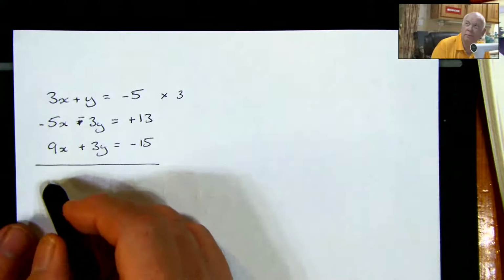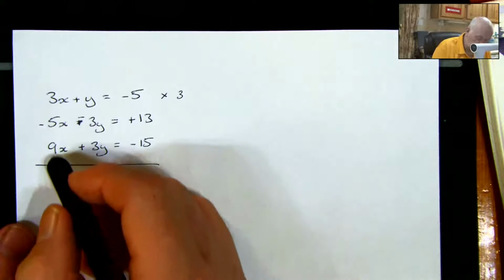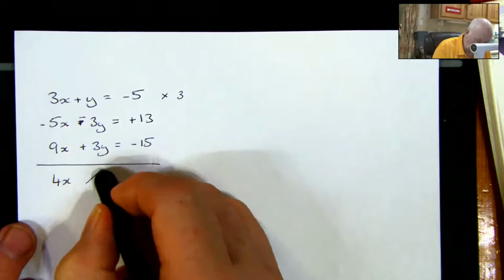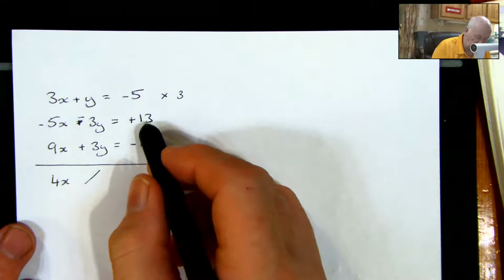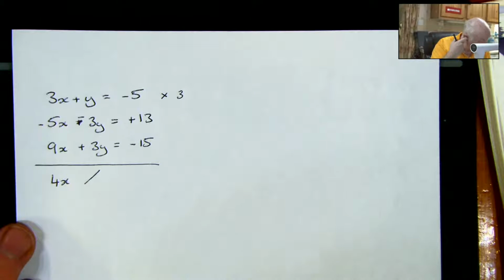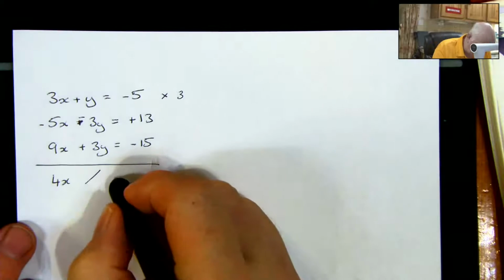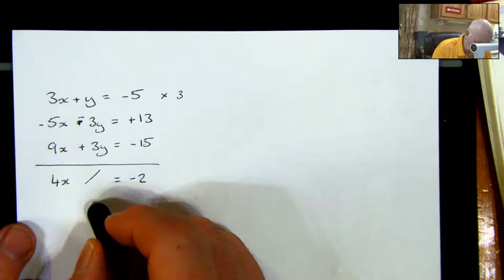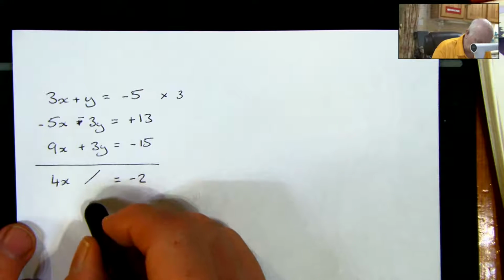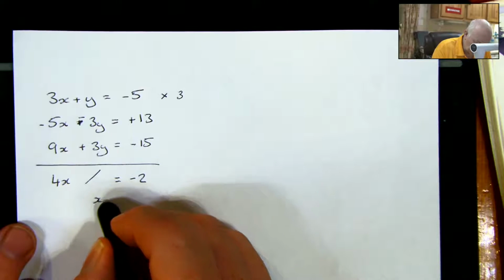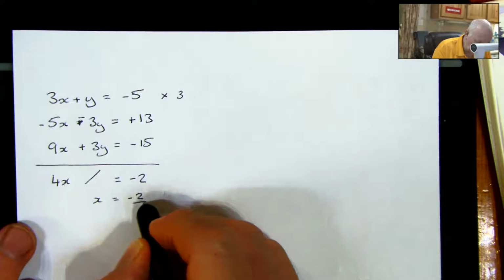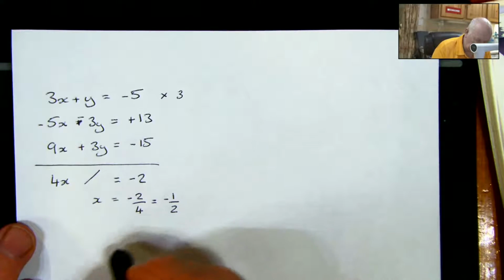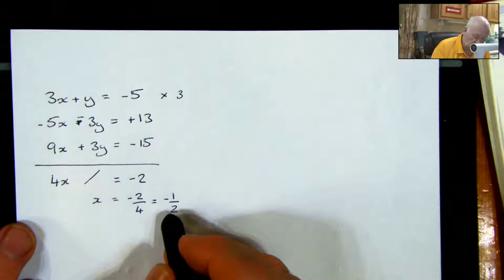Now let's simply add the two together. 9 minus 5 gives me 4x, the y's eliminate, and I've got 13 and minus 15, which is going to give me minus 2. 4x equals minus 2, so divide both sides by 4. X is going to be minus 2 divided by 4, and that's going to simplify to minus a half. So x is now minus a half.